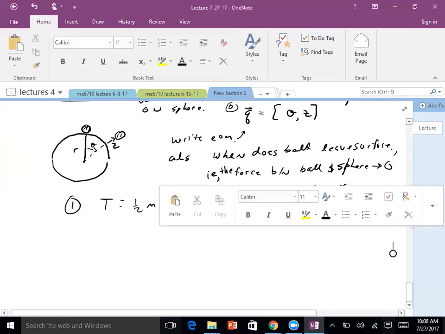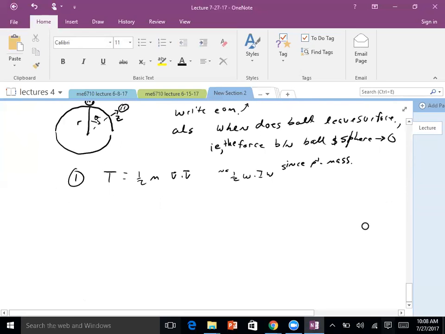Drew's breathing down my neck. What can I say? Well, actually, I don't want to say that. We're going to get MATLAB stuff, so I'm really watching the time.